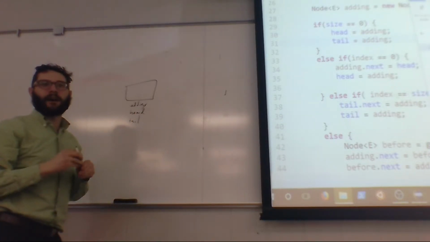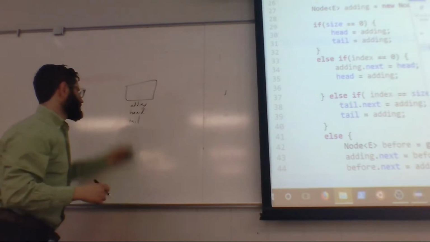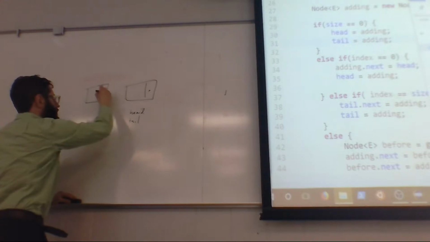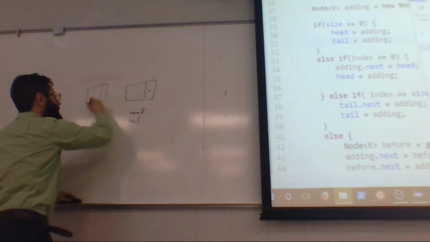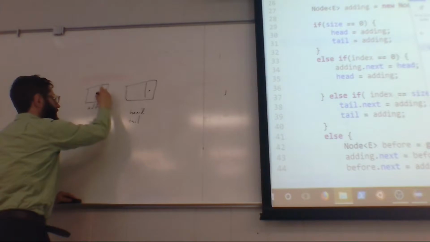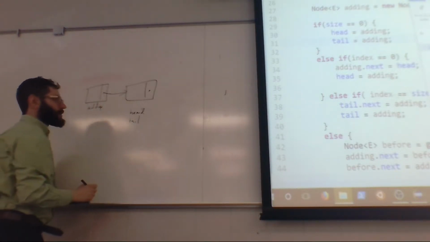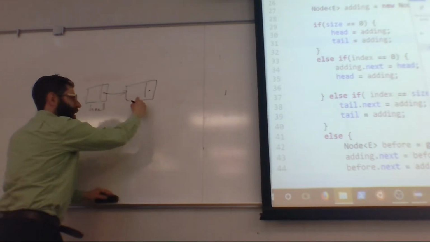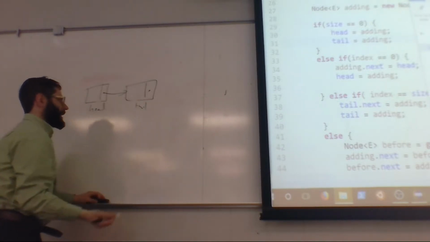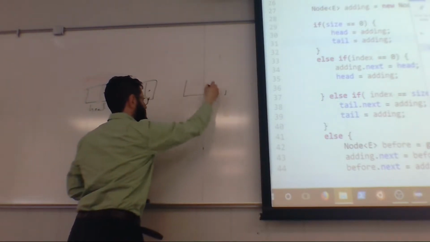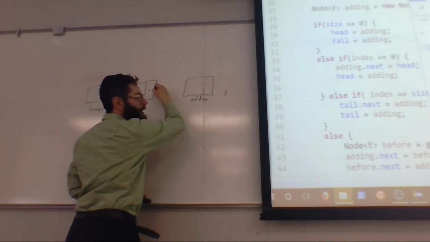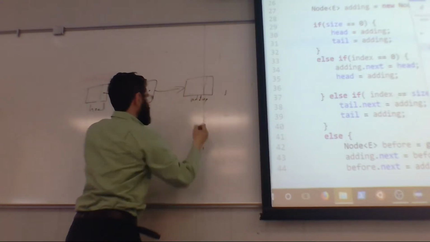Now suppose we want to add a new head to the list. We say that this node is adding. We say store head in adding.next, so we attach it, and then we make this node the new head. Okay, and now this guy remains the tail, right? That doesn't change. What about adding a new tail? Make this node, we call this one adding. We say tail.next is equal to adding, and make tail equal to adding.